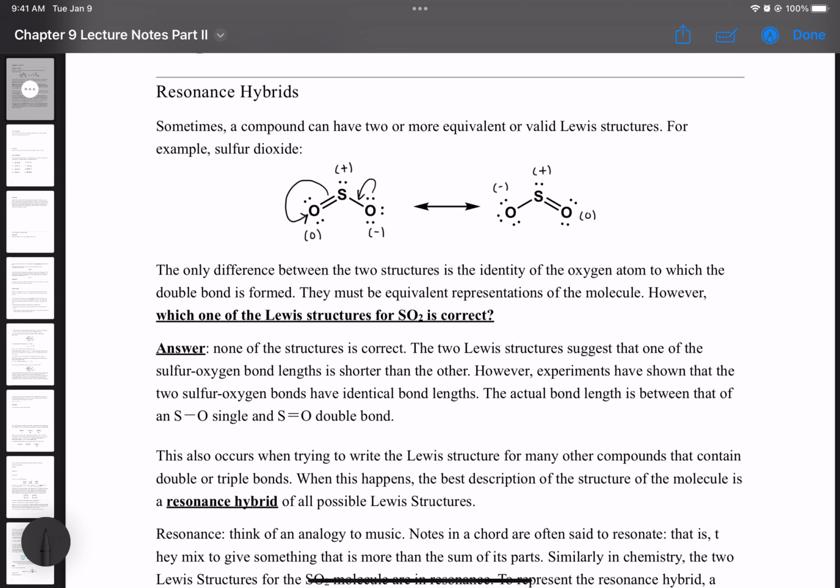Okay? So what causes this? Well, if we can write an equivalent structure, the best description of this is called a resonance hybrid. For example, yourself is a hybrid, maybe a hybrid of your parents. We can't explain how we look based off the appearance of one of our parents. It's usually a combination of both. So we call it a hybrid, just like in chemistry. If we can't describe a molecule with only one Lewis structure, we must describe it as a hybrid of all possible valid Lewis structures.